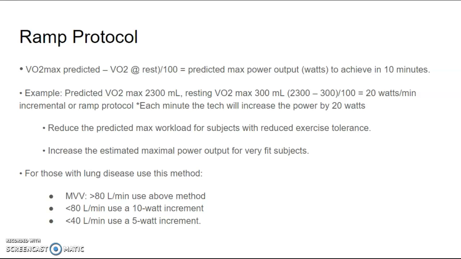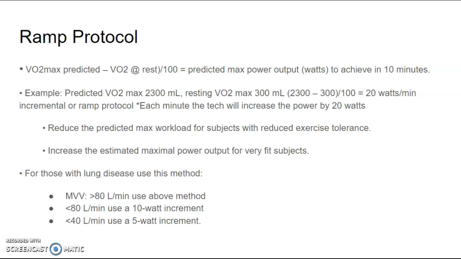If your subject has a reduced exercise tolerance, then you would reduce the predicted max workload. If you have a very fit subject, then you might increase your estimated max power output for that patient.